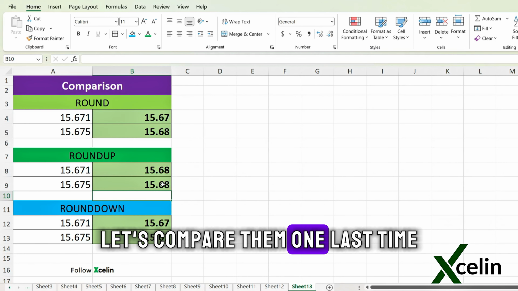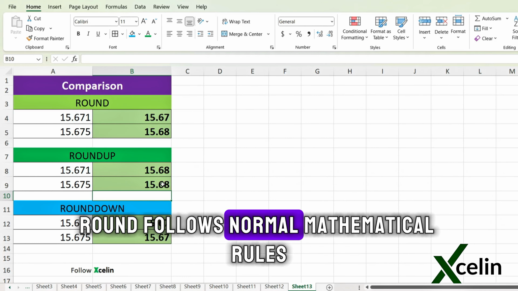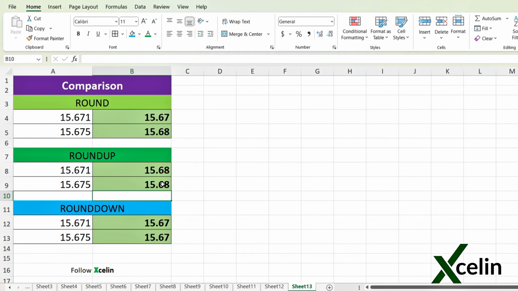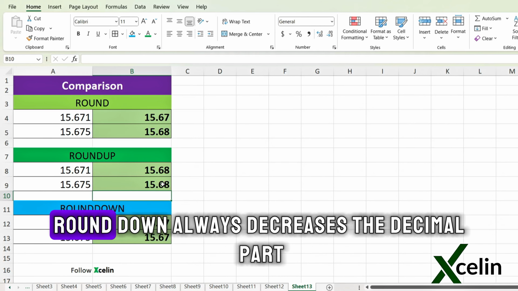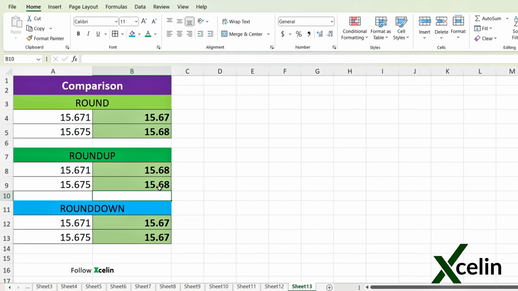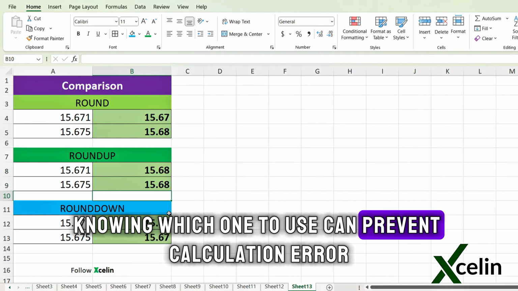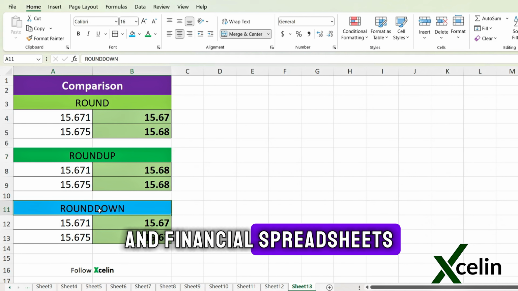Let's compare them one last time. ROUND follows normal mathematical rules. ROUNDUP always increases the value. ROUNDDOWN always decreases the decimal part by moving toward 0. Knowing which one to use can prevent calculation errors in reports, invoices, and financial spreadsheets.